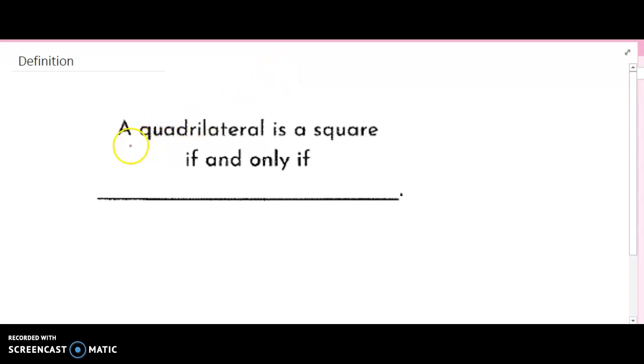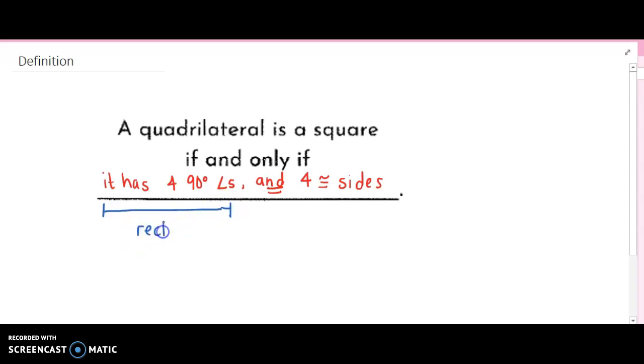So a quadrilateral is a square if and only if it has 4 right angles, and I'm going to put 90-degree angles, and 4 congruent sides. Okay, so it has 4 right angles and 4 congruent sides. So I want to point out that it has 4 90-degree angles. That means that it is also a rectangle. Okay, but it also has 4 congruent sides, so it is also a rhombus.